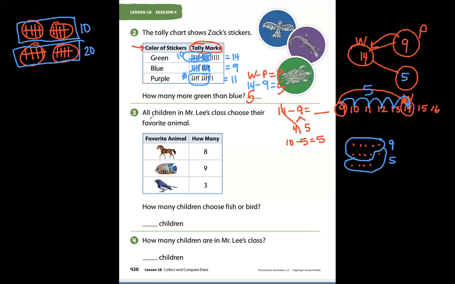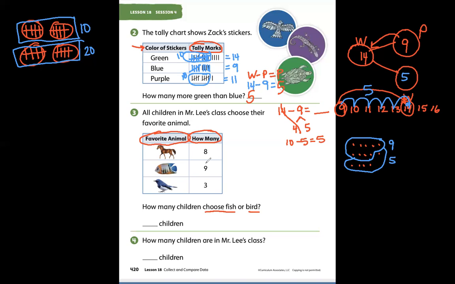Problem number 3. All children in Mr. Lee's class choose their favorite animal. Here's the favorite animal. Here's how many. Okay, so some children like horses, some like fish, and some like birds. 8 children liked horses, 9 children liked fish, and 3 liked birds. How many children choose fish or bird? Did they talk about horses at all? No. So how many children chose fish or bird?